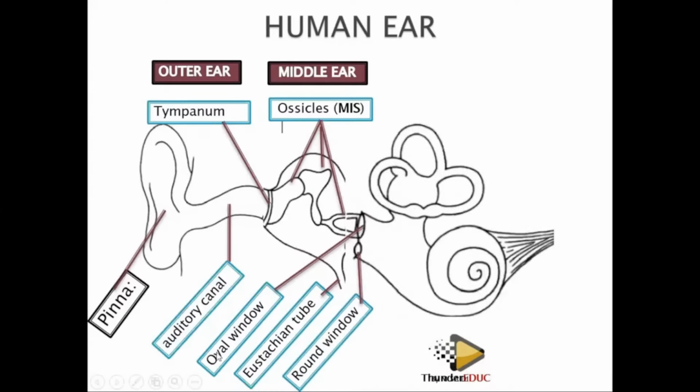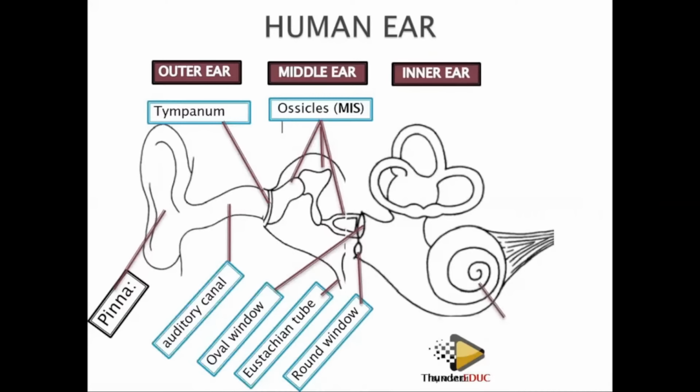So basically, this is the oval window. It's like an oval shape, that's why it's called the oval window. Then this one is round. It's a round shape, that's why it's called the round window.